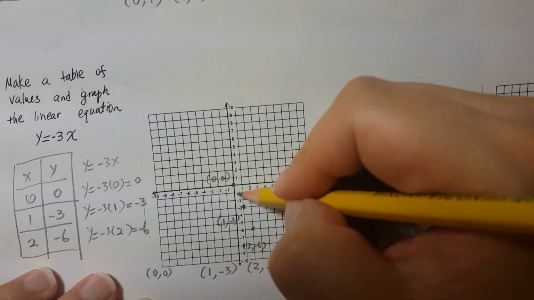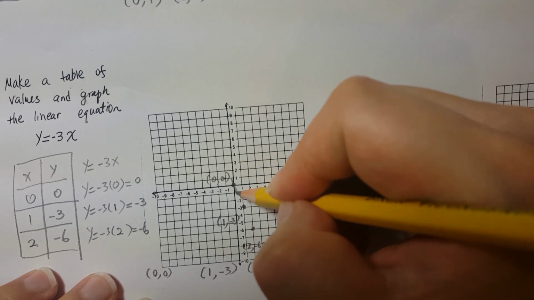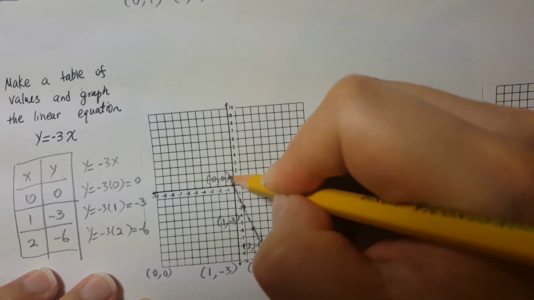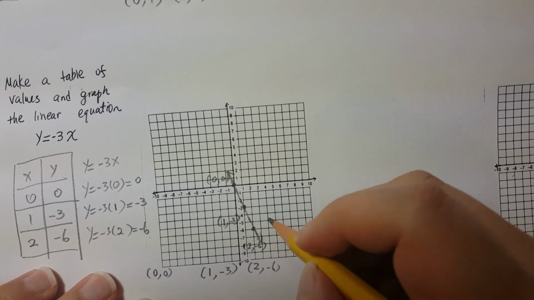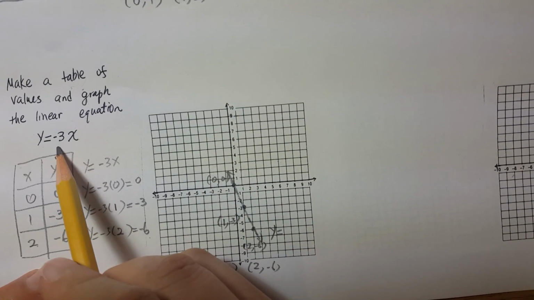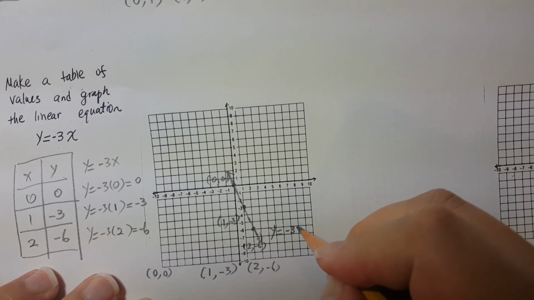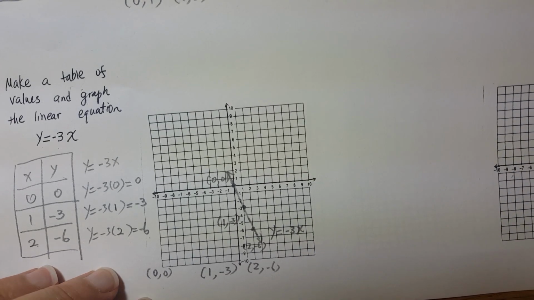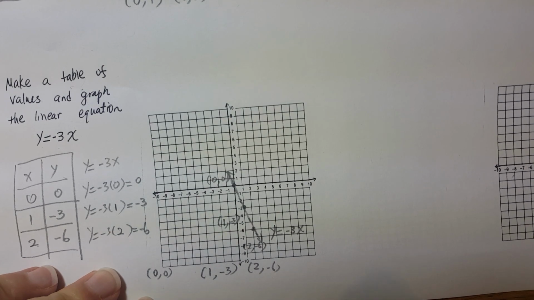This time the line goes this way. You connect these 3 points and then we get our line. So this line is y equals negative 3x. It comes from this equation. So now we finish graphing number 3.